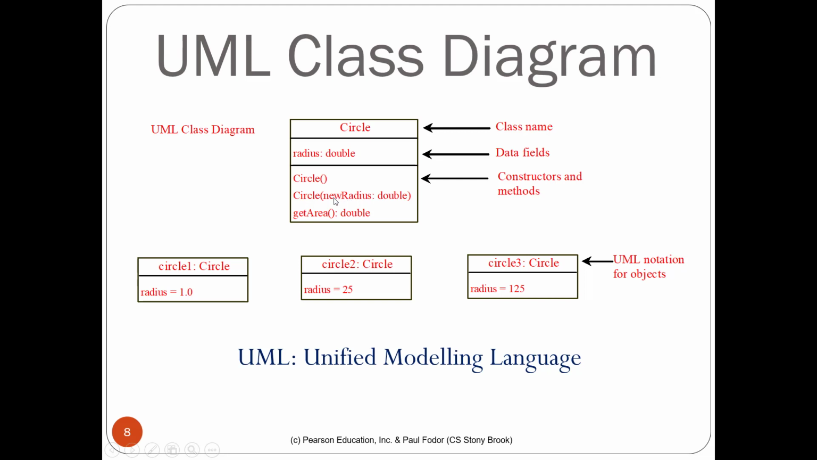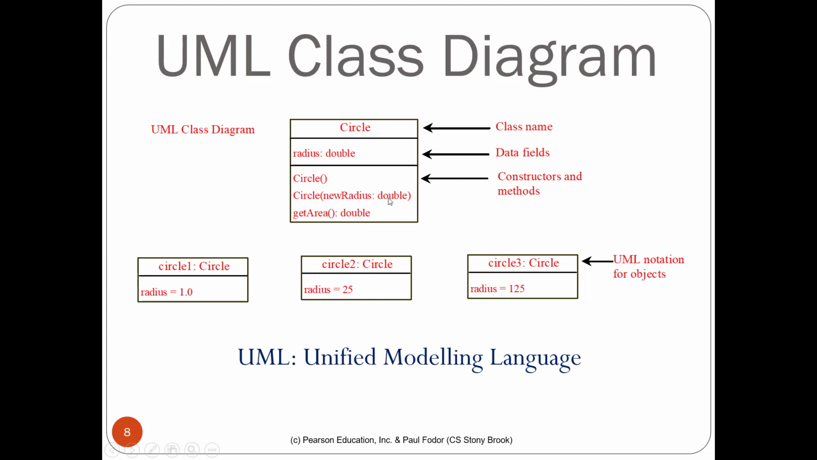And how do you do that? Circle(newRadius: double). newRadius is the formal parameter or formal argument, you can call it, and a colon, and its type is double. So this is very similar to the way you define the type of the data field. You first write the name, then a colon followed by the type. The same approach we have adopted for the formal argument also: first newRadius, the name of the formal argument for the constructor, a colon, and then the type, which is double.